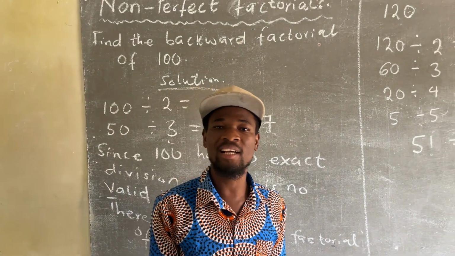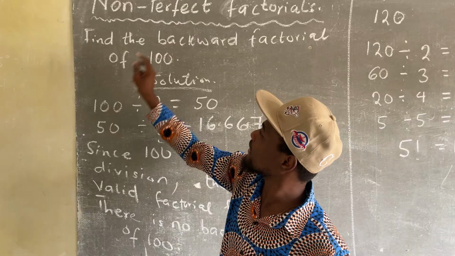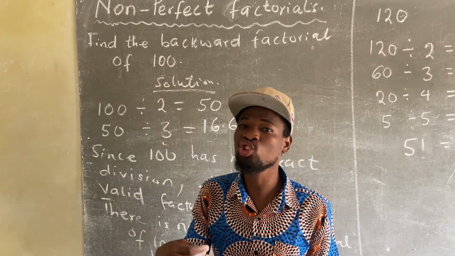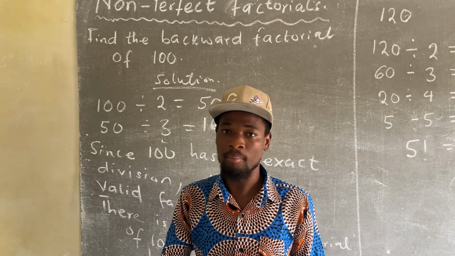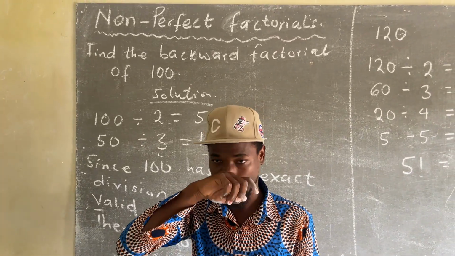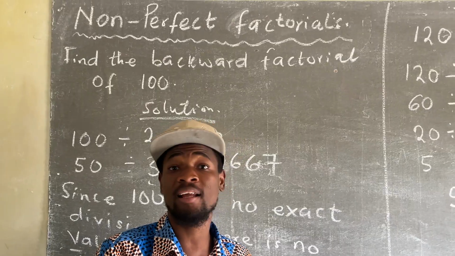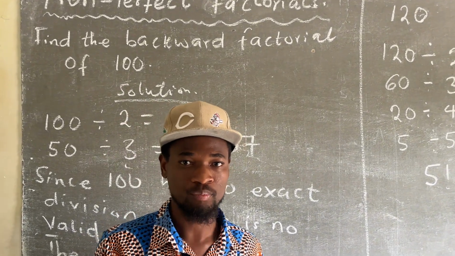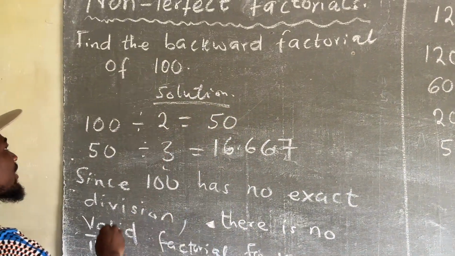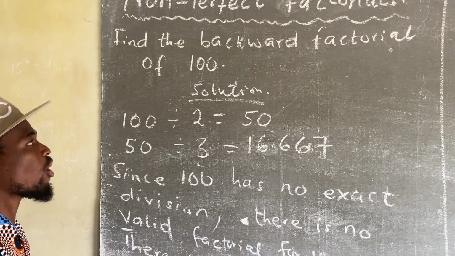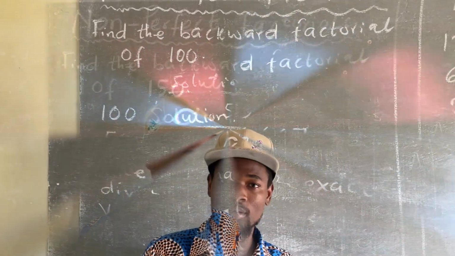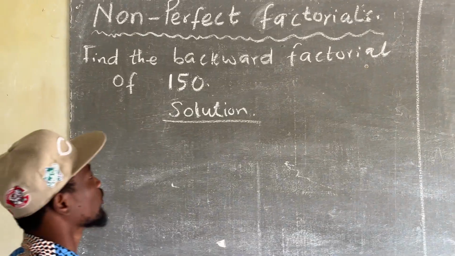So you can just state it as: there is no valid factorial. You need to show a little bit of workings. So viewers, let me consider the last example, to draw the curtains down. Now, find the backward factorial of, say, 150.